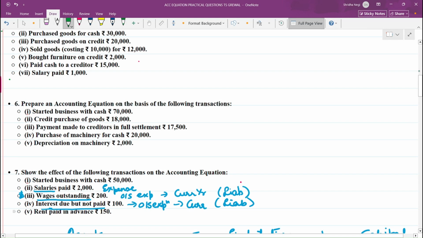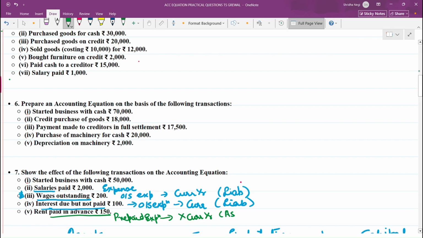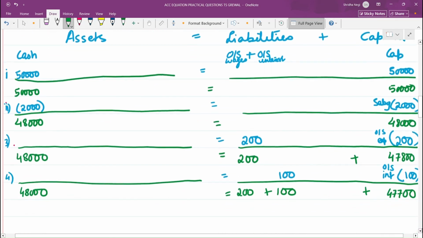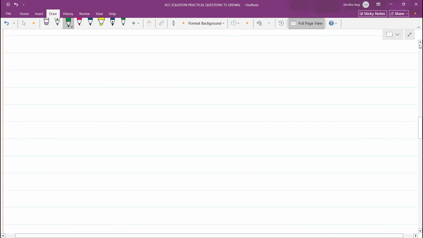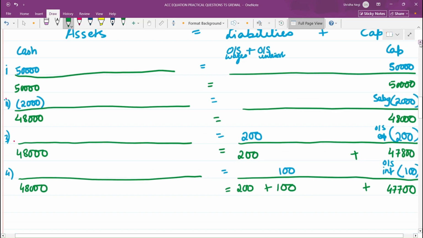The fifth transaction, rent paid in advance. So this rent paid in advance is a prepaid expense. Is it of the current year? It is not of the current year. So it will not affect the capital account. And prepaid expense is like an asset. It is an asset for the firm. आपने अगले साल का पहले ही पे कर दिया है. So it is an asset. तो 150 rupees prepaid expense, prepaid rent है ना.